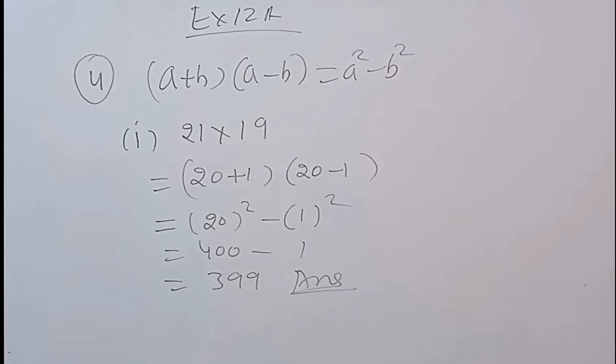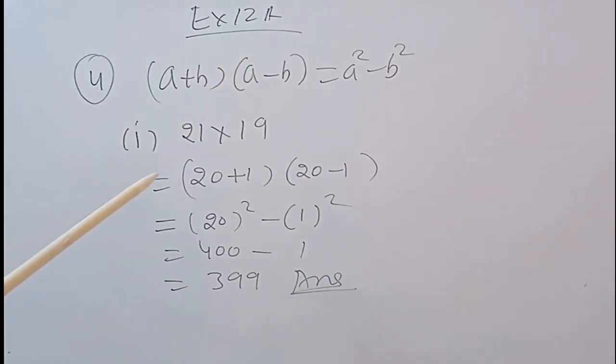So the first sum I am going to take 21 into 19. So 21, children, we can write as 20 plus 1, and the 19 we can write as 20 minus 1. And this product will become a plus b, a minus b. So use the formula a plus b, a minus b. What is that? A square minus b square.